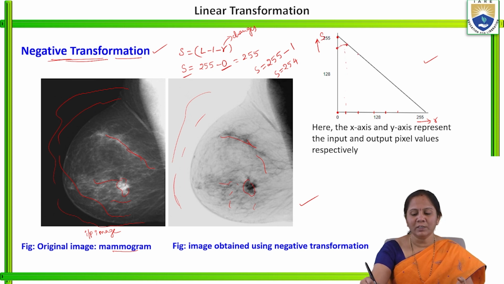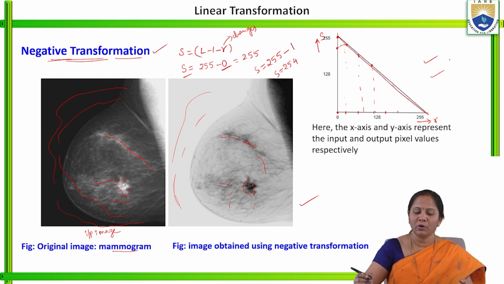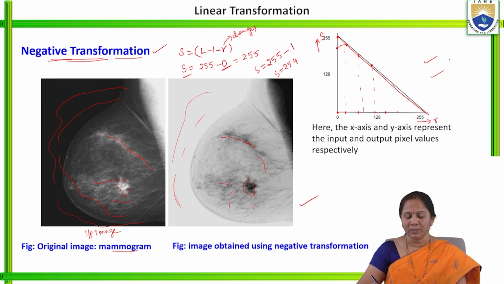Okay, so like this, if we join all the points by considering different values of R, then the graph will be looking like this. So this is the graphical representation of negative transformation.